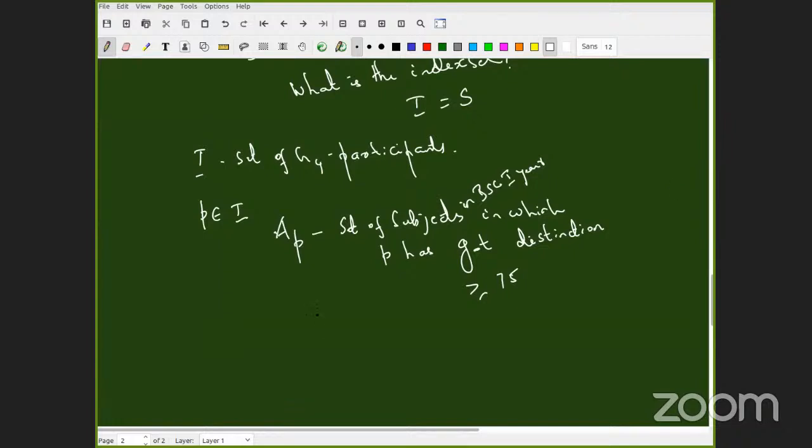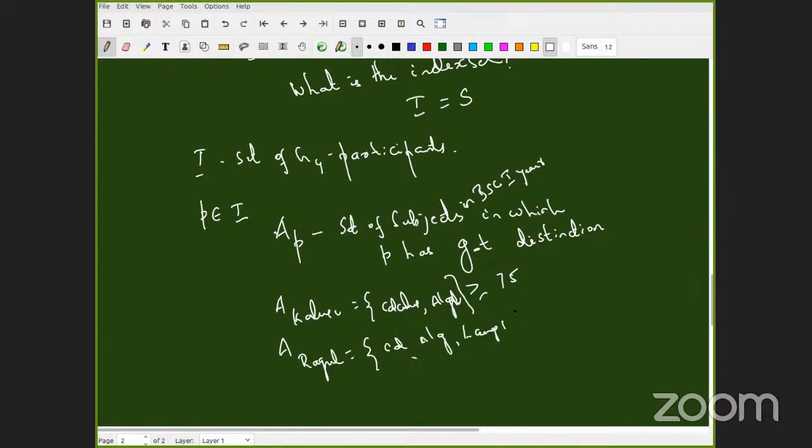So A Kalishwari, let's write like this. A Kalishwari could be something like calculus. We will assume she has got more than 75 in calculus and in algebra, and just only that. Now I can take A Rahul. It could be a lot of subjects: calculus, algebra, language 1. So many subjects you would have. For some other student, it could be the same also. For some of them, it could even be the empty set, if all the subjects have less than 75. Do you understand the set?